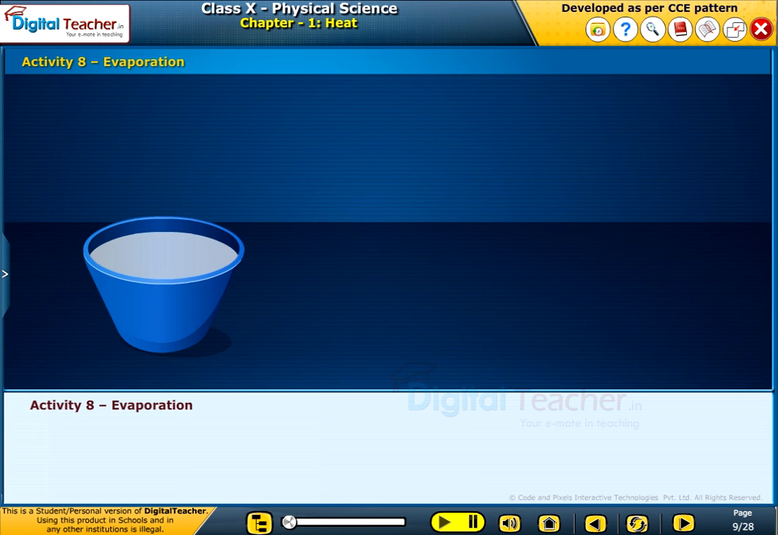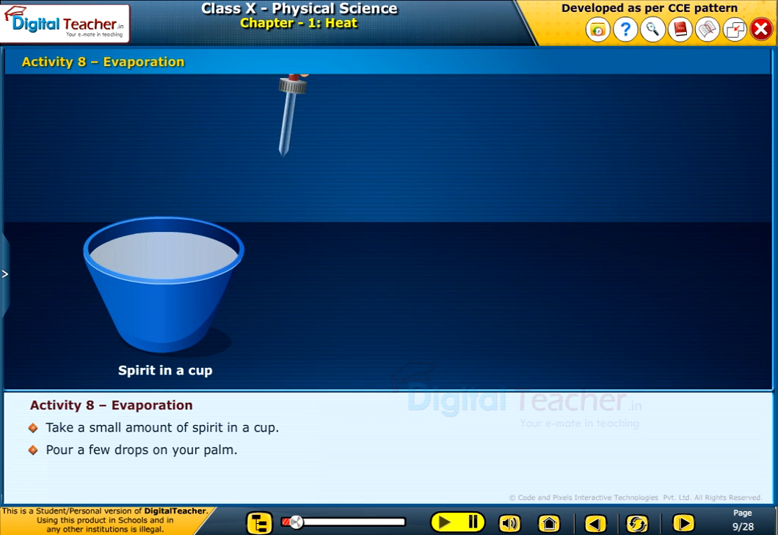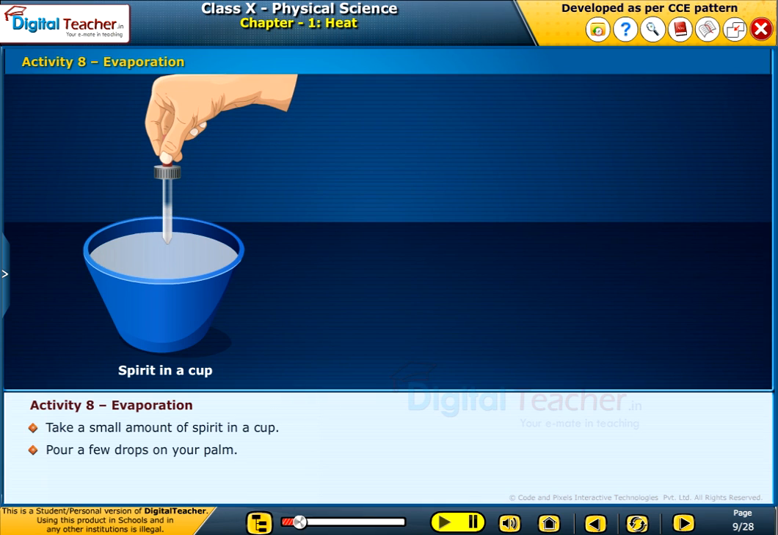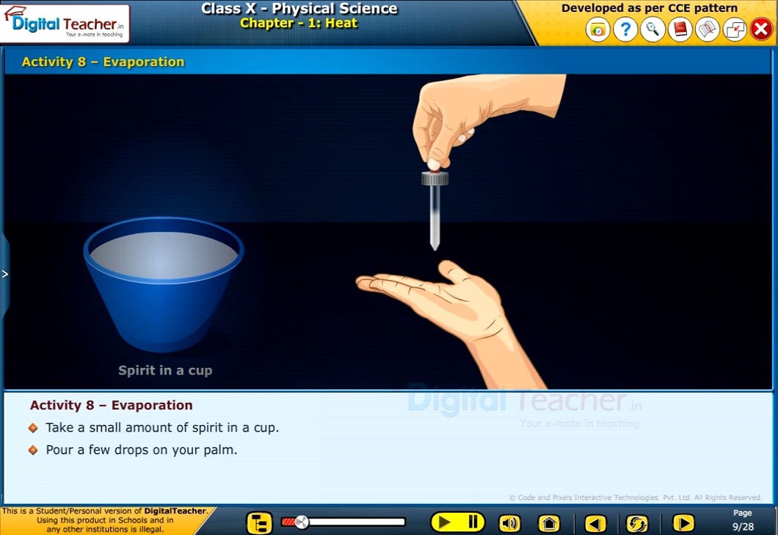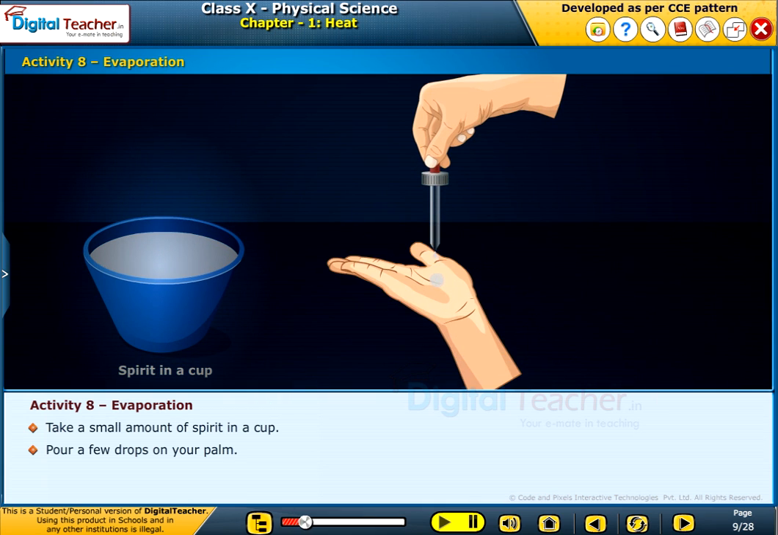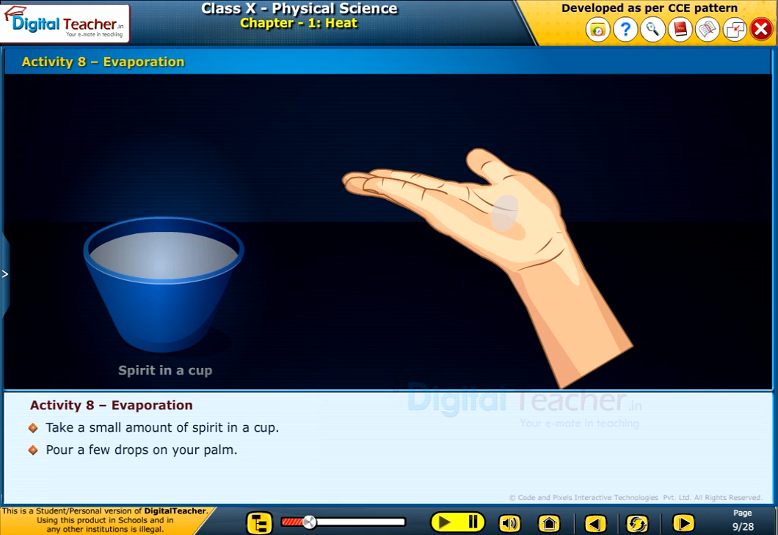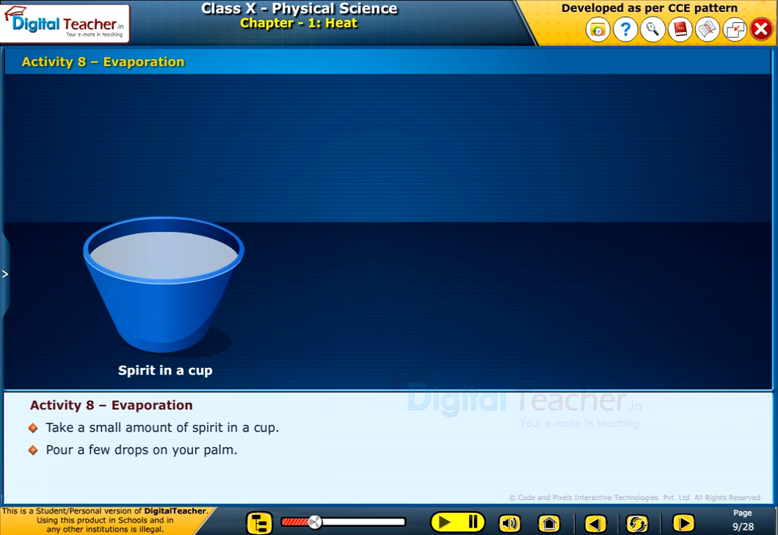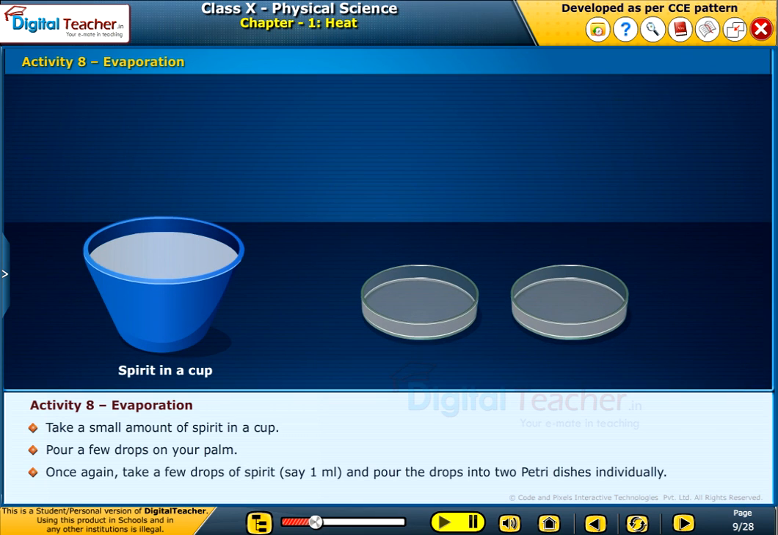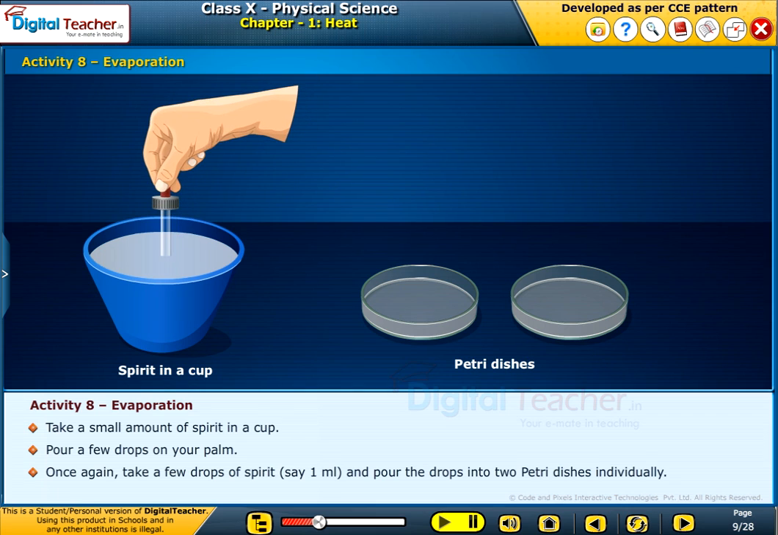Let us perform an activity for evaporation. Take a small amount of spirit in a cup. Pour a few drops on your palm. Your palm feels coldness. Let us see why this happens. Once again, take a few drops of spirit, say 1 ml, and pour the drops into 2 petri dishes individually.